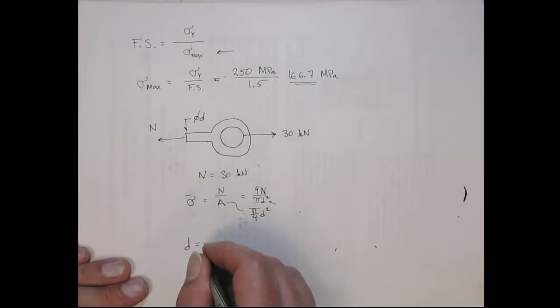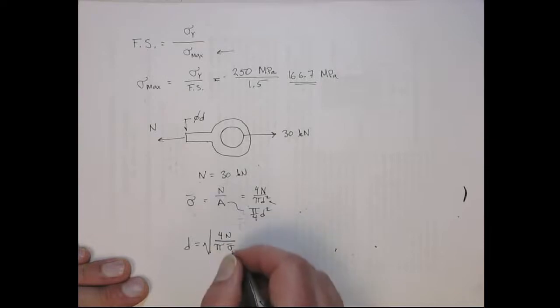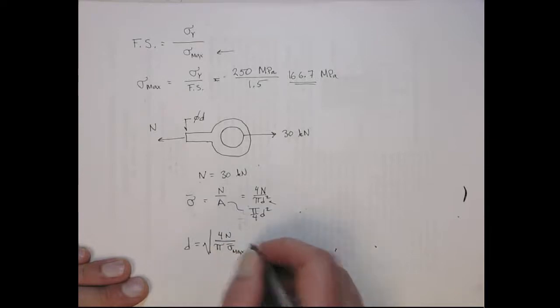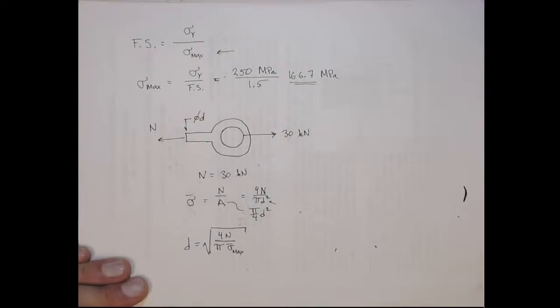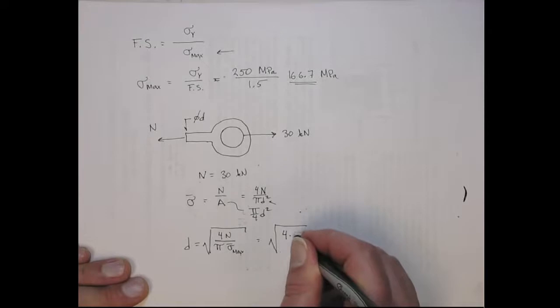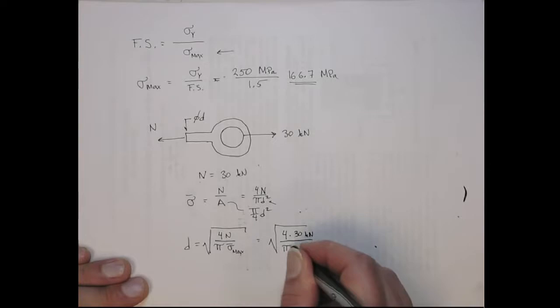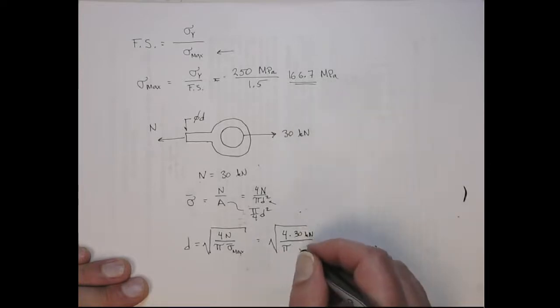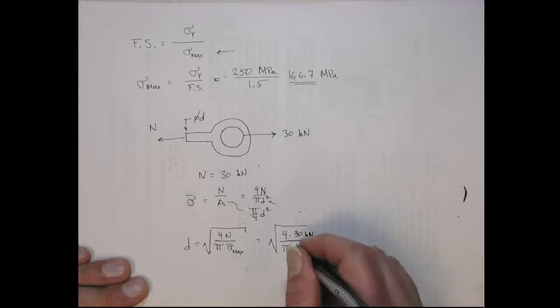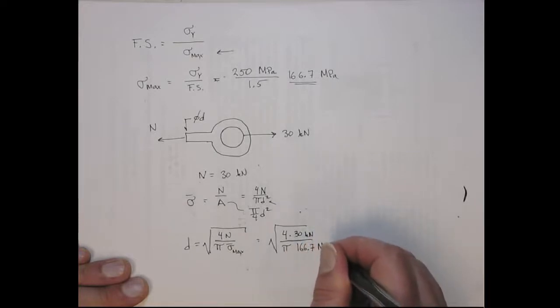That's the square root of 4N over pi times the max allowable stress, right? So that is 4 times 30 kilonewtons over pi times 166.7 megapascals.